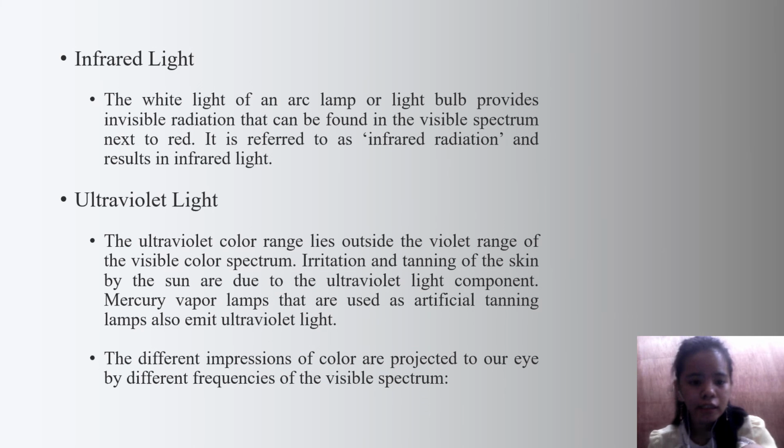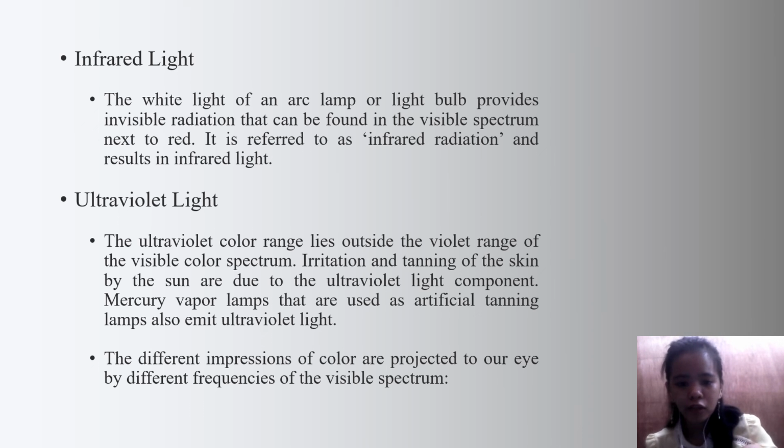So next, infrared light. The white light of an arc lamp or light bulb provides invisible radiation that can be found in a visible spectrum next to red. It is referred to as infrared radiation and results in infrared light.